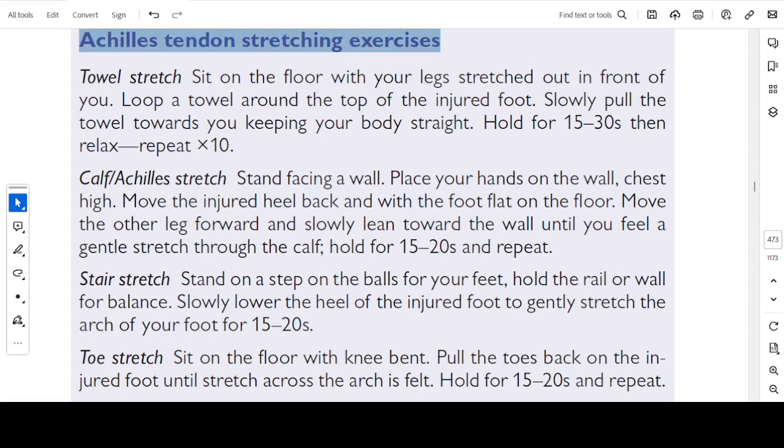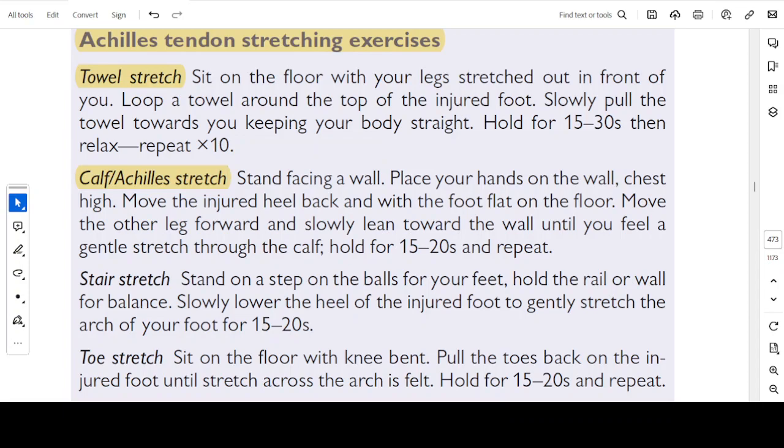Achilles tendon stretching exercises. Towel stretch. Sit on the floor with your legs stretched out in front of you. Loop a towel around the top of the injured foot. Slowly pull the towel towards you. Keep your body straight. Hold for 15 to 30 seconds and relax and repeat 10 times. This is the Achilles tendon towel stretch exercise.